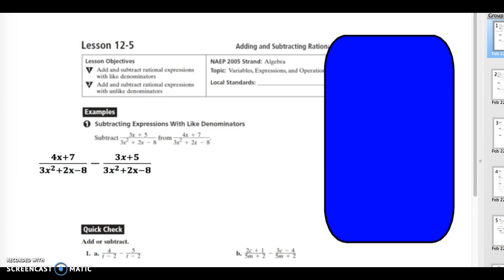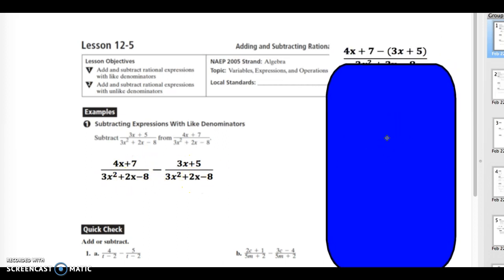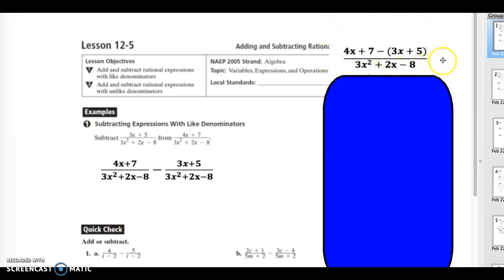So in our first example here, we're going to subtract 3x plus 5 over 3x squared plus 2x minus 8 from 4x plus 7 over 3x squared plus 2x minus 8. So when we write that problem out and we have the fractions here, we see that we have common denominators. So we're taking the 3x plus 5 from the 4x plus 7. So the first step is to write the problem out. Then, because we've got common denominators, we can subtract our numerators and slide the denominator. So here's what our expression looks like now.